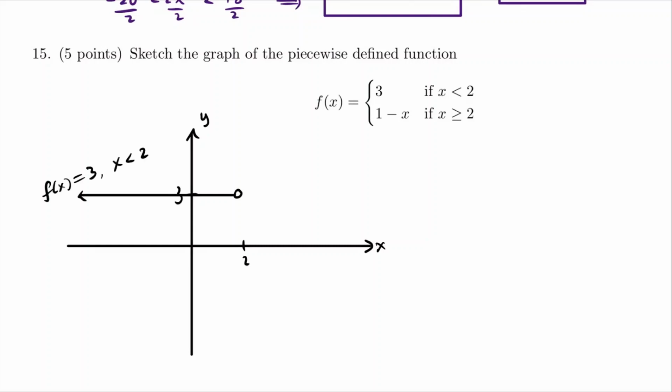Now bigger than 2 is this direction. So we have this line right here. So let's plug in 2 to see where to start the graph. So f of 2 is equal to 1 minus 2. Plugging in x equals 2, that gives me negative 1. So this point, 2 comma negative 1, is going to be a closed point because it's greater or equal to.